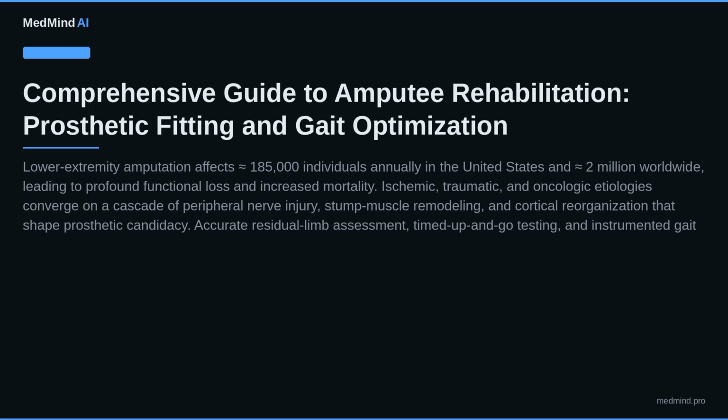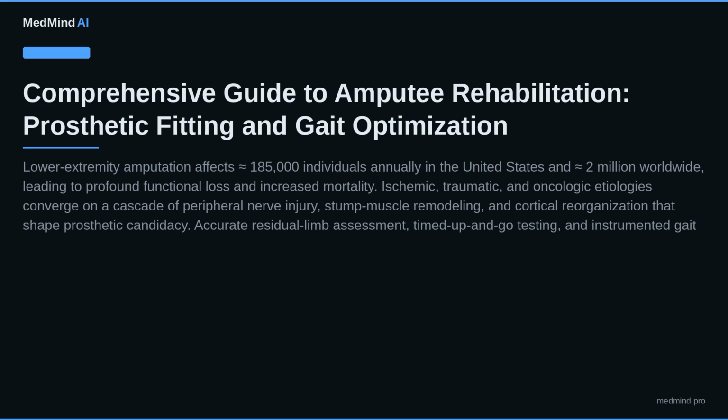Comprehensive Guide to Amputee Rehabilitation, Prosthetic Fitting and Gait Optimization. Lower extremity amputation affects approximately 185,000 individuals annually in the United States and approximately 2 million worldwide, leading to profound functional loss and increased mortality.